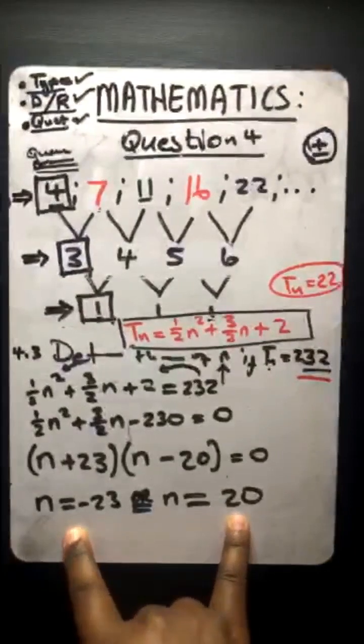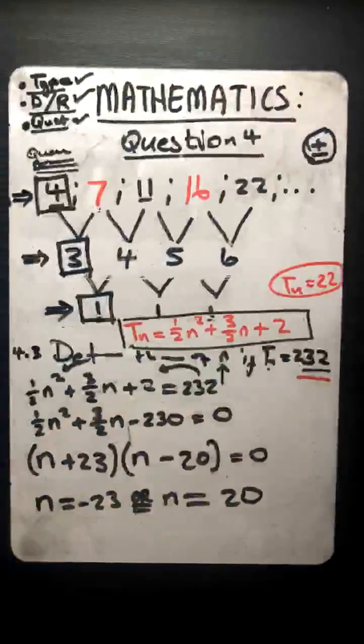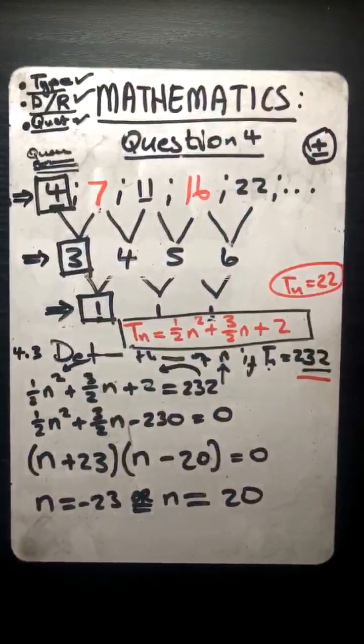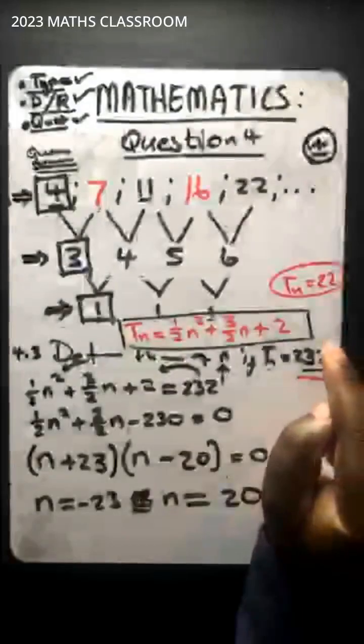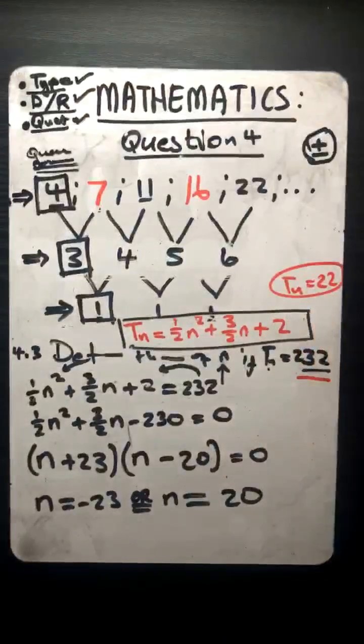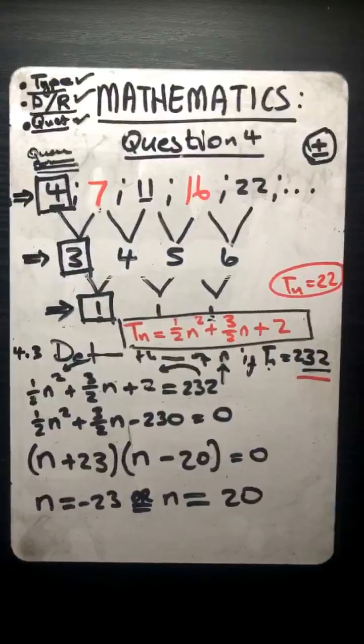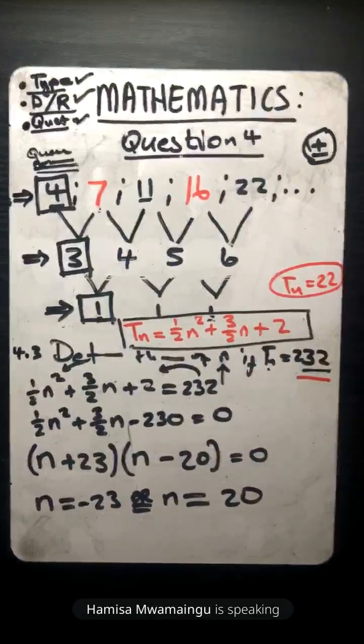But while you are still on the podium, honorable member, we know about the issue of electricity, but now we also want to know about the issue of water. So, Minister, you tell me, what is the value of n if Tn is equals to 22 for that number pattern? It is 20. N is equal to 20.